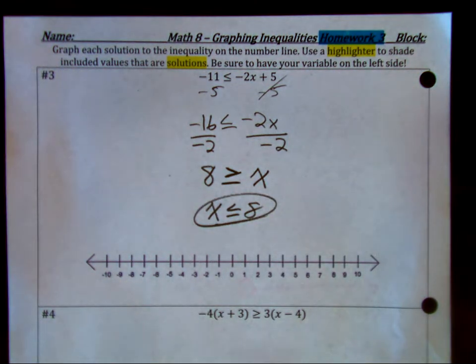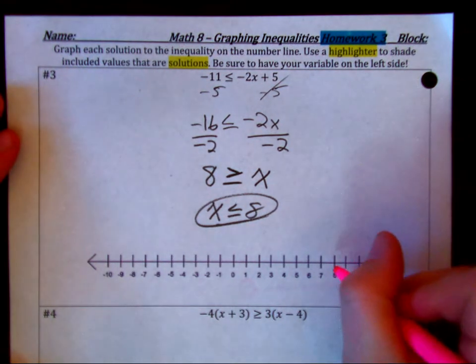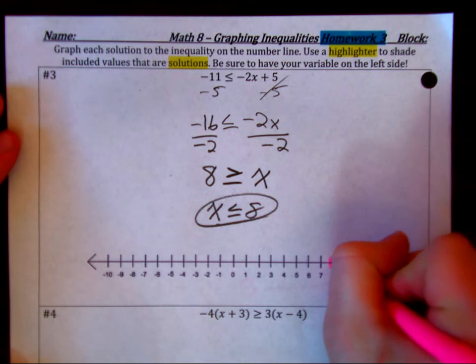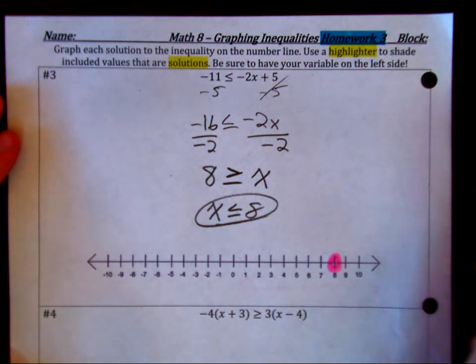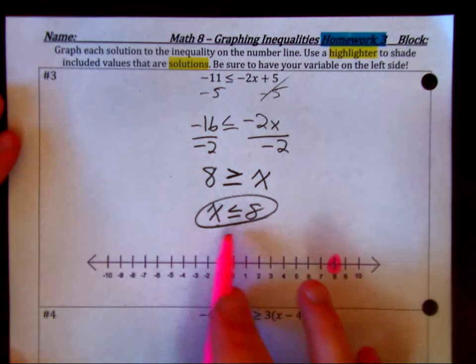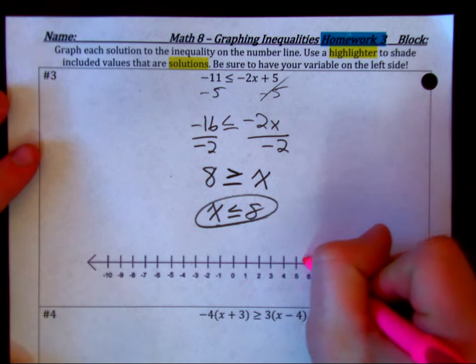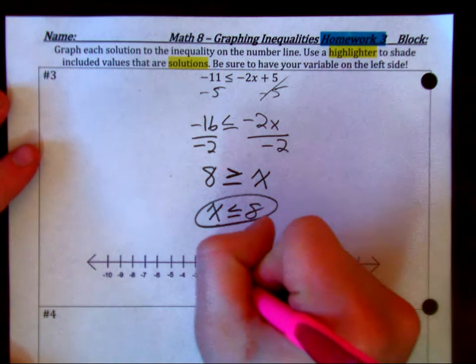Again, when you go to graph it, look for that positive 8, and so we have positive 8, open or closed circle? Closed circle. So we have a filled in circle, and it's going to be everything less than 8. So I'm going to shade in everything less than and including 8.